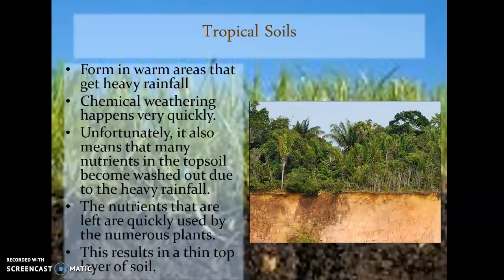So this is what we started talking about. Tropical soils form in warm areas that get heavy rainfall. Weathering happens very quickly, so there is a lot of stuff for the soil to start from. Unfortunately, it also means that many nutrients get washed away because of the heavy rainfall. But the nutrients that are left are used quickly by all these plants that we see here. But as we can also see, the top layer of soil is thin because it gets used up so quickly.